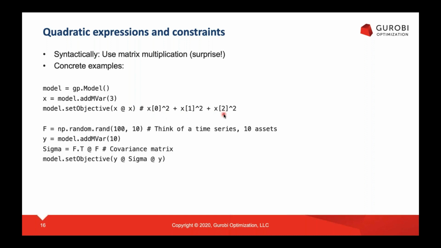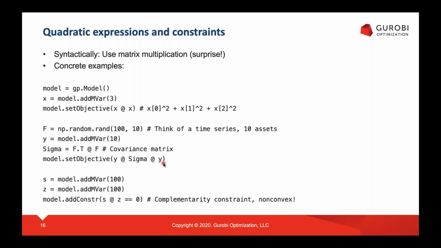This is quite natural. Another example, assume you have some random matrix F here. Maybe you interpret this like a time series of 10 assets. Here's an optimization variable, your investment vector. You build the covariance matrix F transpose times F and save the result to sigma. Then to minimize the variance, all you need to do is say that the objective is y times sigma times y. Of course, all these quadratic expressions have nothing to do with the objective. It's just where you put them in the end.